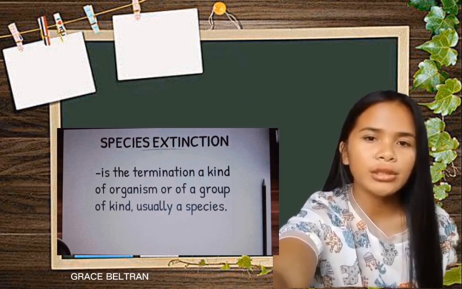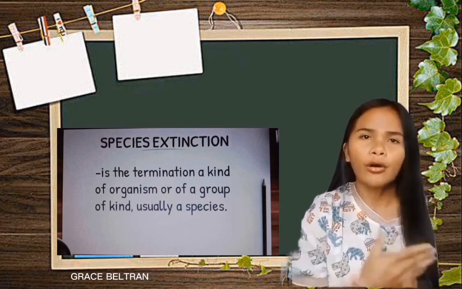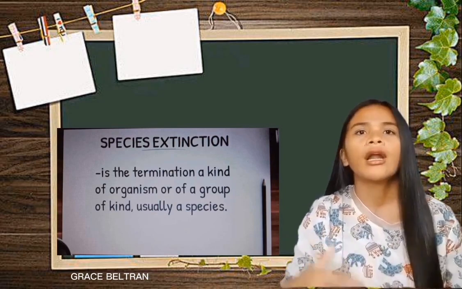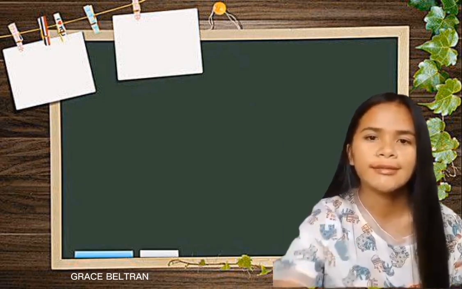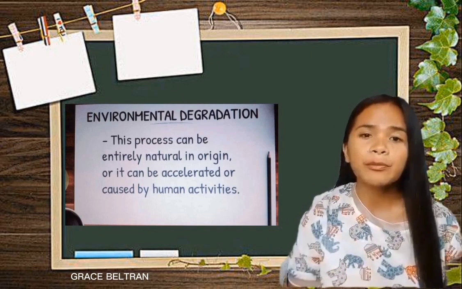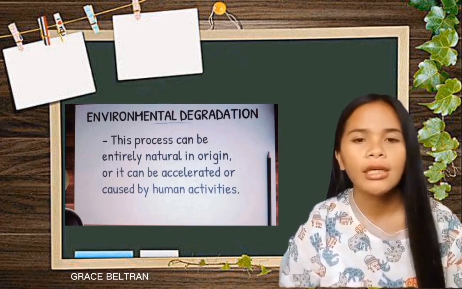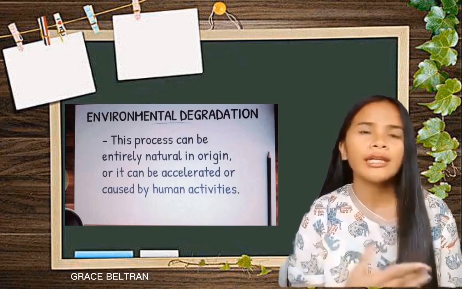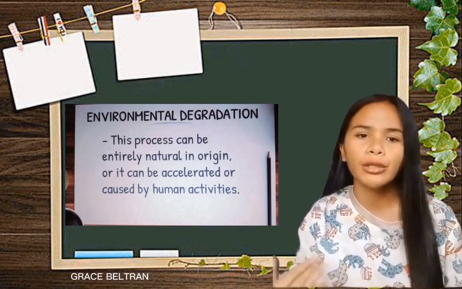Species extinction is the termination of a kind of organism or a group of a kind, usually a species. Environmental degradation. This process can be entirely natural in origin, or it can be accelerated or caused by human activities.